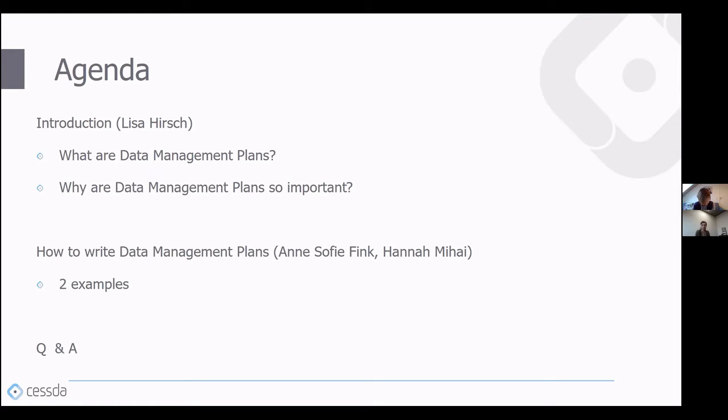And the agenda for today is I'm going to give a brief introduction about what even are data management plans, and why are they so important, so that we're all on the same page before we get to Anne-Sophie's and Hannah's presentation about how to actually write data management plans. Then we will have about half the time left, so we're going to have about 30 minutes left for a Q&A session. So all the questions that might come up during the presentation or that you've had before, or are the reasons why you registered for this event, you can ask in the Q&A session, and I will try to answer them, and Sophie and Hannah will try to answer them, and maybe there's even other participants that will have more expertise there and can jump in, so we can do that collaboratively.